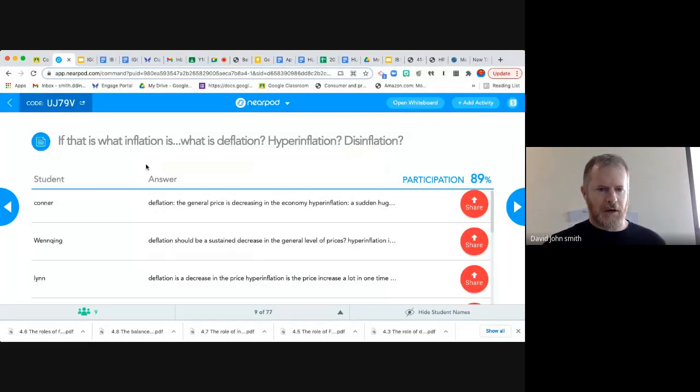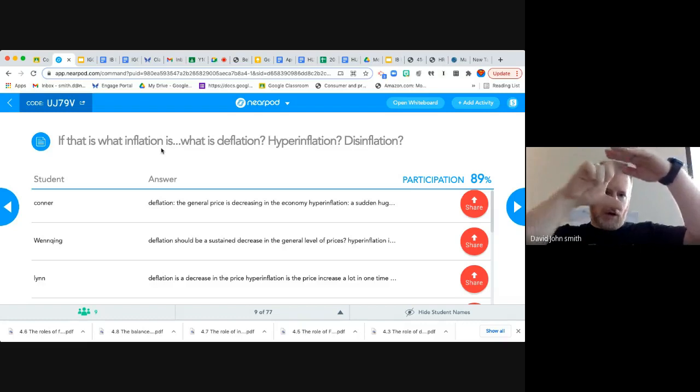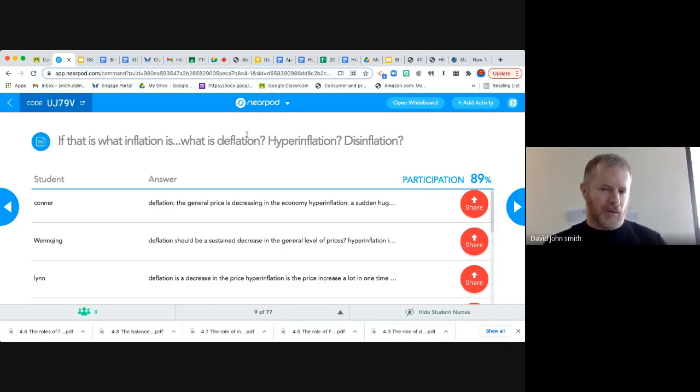Okay, good. Right. So inflation was the sustained increase in the general level of prices, and you are absolutely right. Deflation is going to be the opposite. Where this was a sustained increase in the general level of prices, deflation is going to be the sustained decrease in the level of prices. So if you imagine the number line, everything above zero is positive, so that would be inflation, and then below the number line everything is negative, then that would be deflation, because you've got a sustained decrease in the price level. So the percentage change is going to have to be negative there.